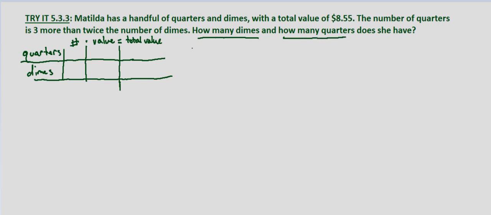So let's let Q equal the number of quarters. And let's let D equal the number of dimes. And I've set up this chart over here. The number times the value equals the total value. So the number of quarters we defined as Q. The number of dimes we defined as D. The value of a quarter is 25 cents. The value of a dime is 10 cents.